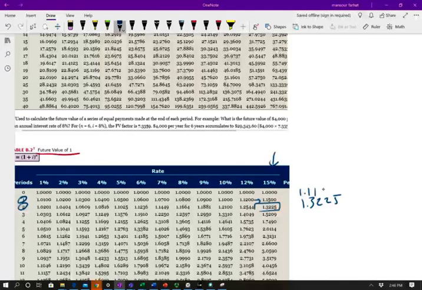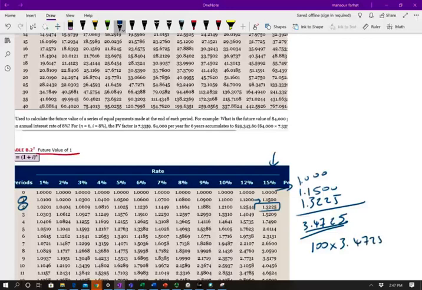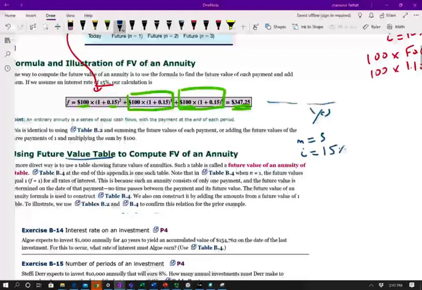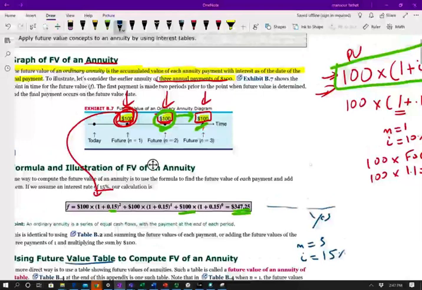Right here, 1.5, 1.1500, and the last payment is exactly 1. Now, if I add them up, this is 3.4725. So the future value annuity factor is 3.4725. So if I take 100 times 3.4725, I will get $347.25.